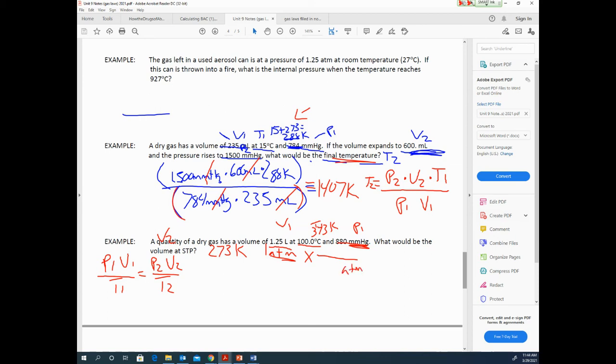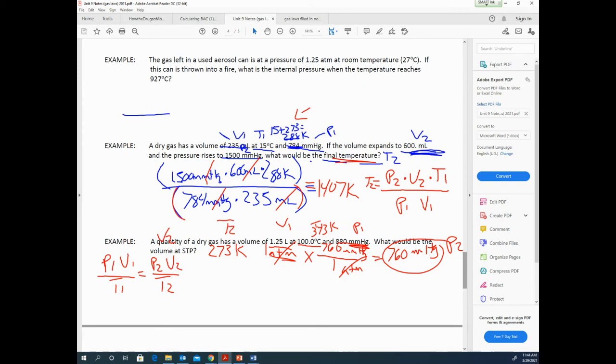I put atm here, I put mmHg here, so I'm going to convert it into mmHg. For every 1 atm, there's 760 mmHg. How do you know that? It's on the first page of notes. It tells you how they relate, okay? So now atm cancels, and 1 times 760 is still 760 mmHg. So my standard pressure is this. This is my P2. This is my T2.